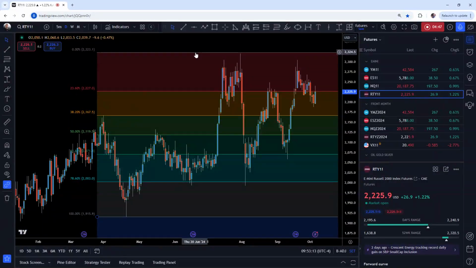Oh, I think I did it. Did I do it wrong again? No, I did it right. Okay, yeah. Because I'm used to drawing from the top down. Now I'm drawing from the bottom up.